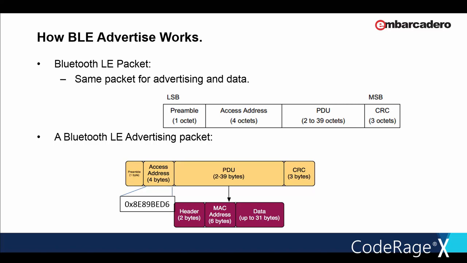The Bluetooth LE link layer has only one packet format, used for both advertising channel packets and data channel packets. A Bluetooth LE advertising packet has the format described above. The access address field shall always be this particular 4 bytes, and the protocol data unit field is divided into 3 fields: a header, a MAC address, and a data subfield.